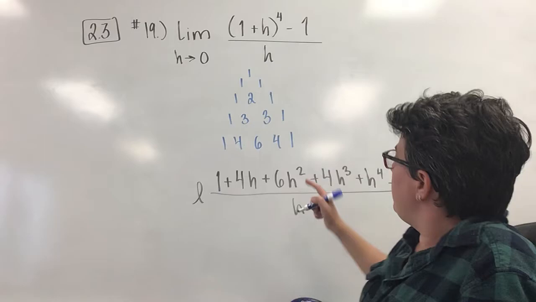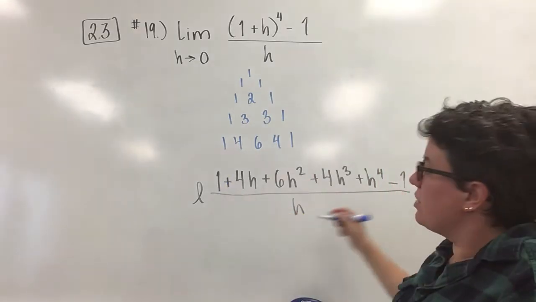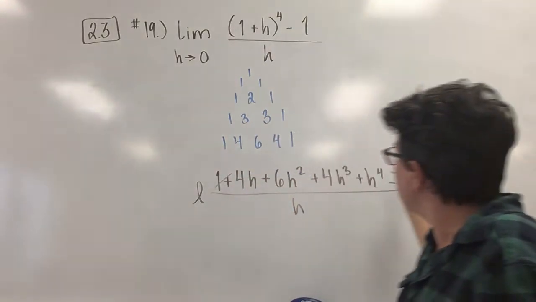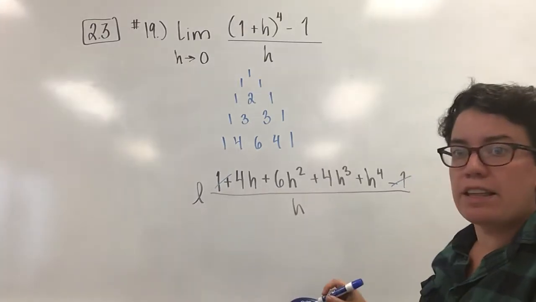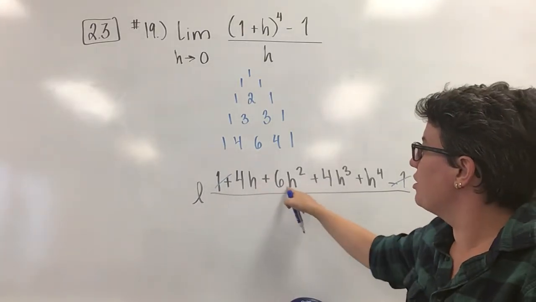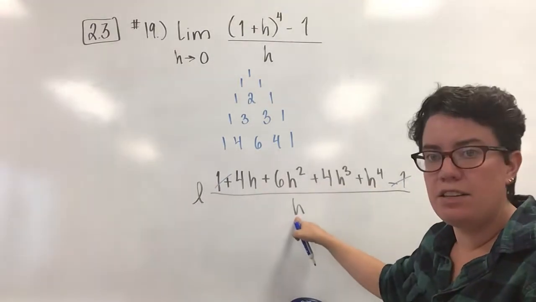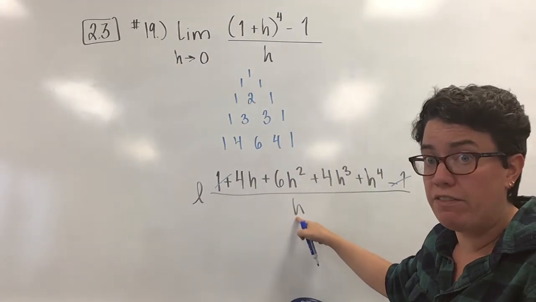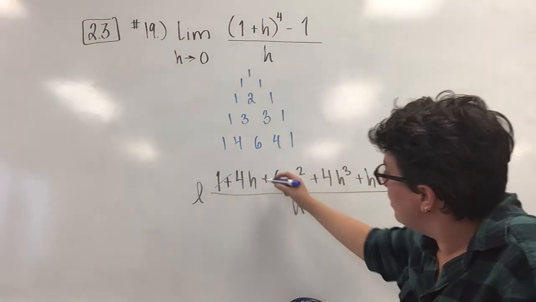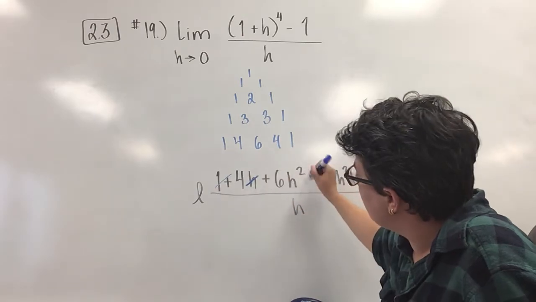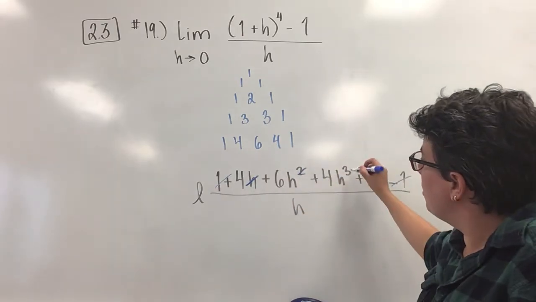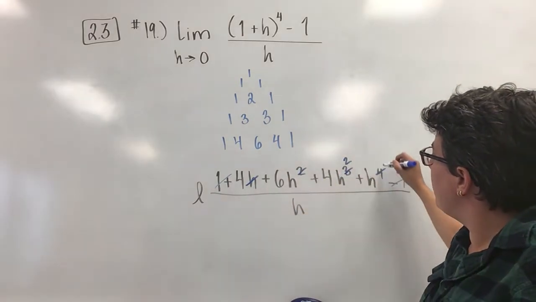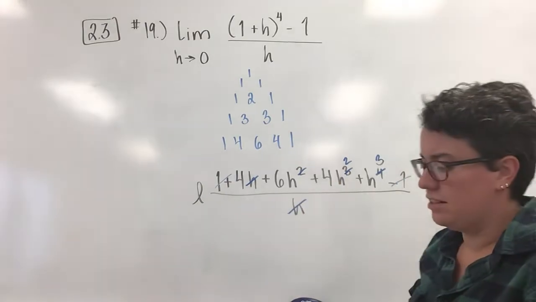Now the nice thing that's going to happen here, we've got a 1 minus 1, so we can cancel out the constant terms like that. And then you'll notice every term that's left has an h in it. So I'm going to factor that out of every single term. So cancel this out completely. This one we're losing 1. Now we've got an h squared, an h to the third, and this cancels out.